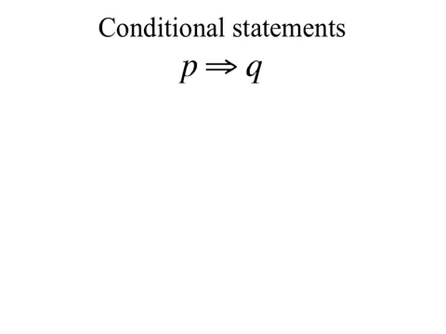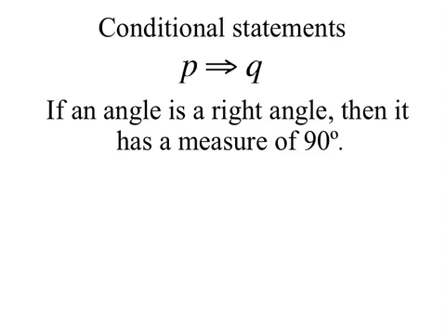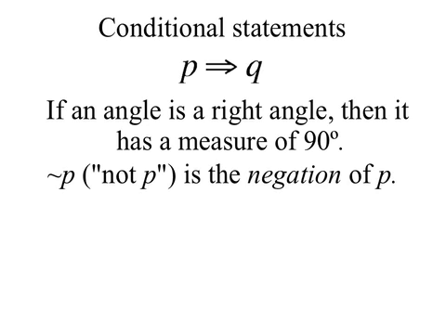Here's the conditional statement, if P, then Q, introduced in the previous lesson. And let's do an actual definition written in the if-then form. If an angle is a right angle, then it has a measure of 90 degrees. And now let's introduce something new, not P, or the negation of P, shown by the symbol on the left.